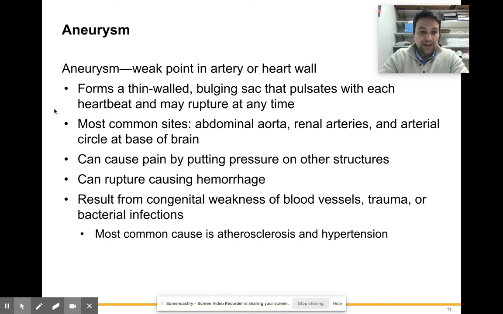A lot of times we hear this term aneurysm. An aneurysm is a weak point in an artery or a heart wall. If you have some type of weakness in the wall of the hose that we spoke about before, eventually that weakness will be exposed and the hose will break. The same thing could happen with your blood vessels. If you have a thinned wall, that thin wall can eventually lead to a bursting of that blood vessel, which in most cases is not going to be good, and results in what we call an aneurysm.